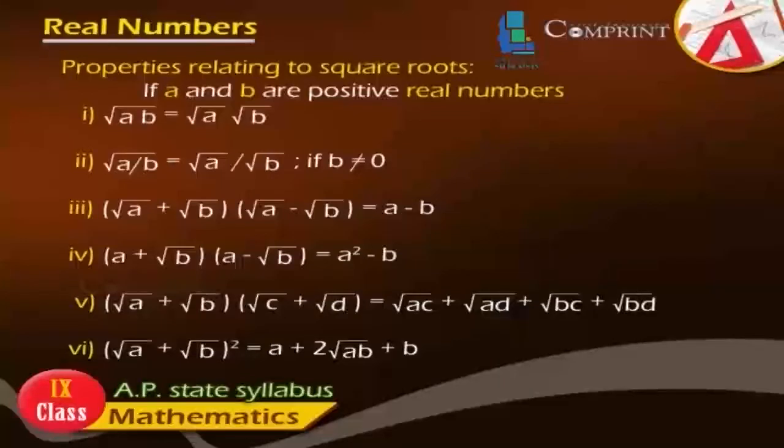(√a + √b)(√c + √d) is equal to √(ac) + √(ad) + √(bc) + √(bd). (√a + √b) whole squared is equal to a + 2√(ab) + b.